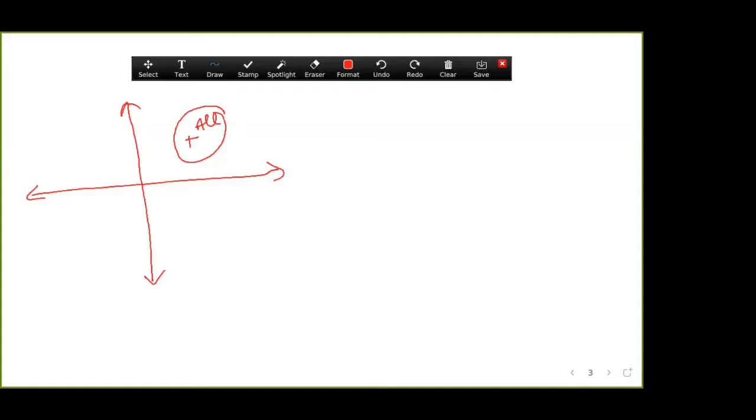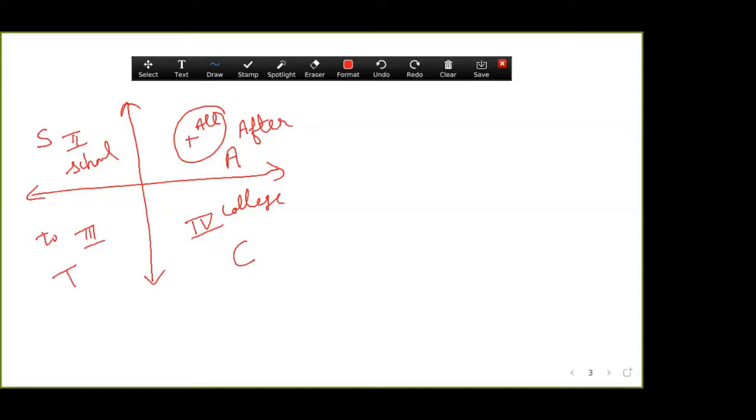But in the second quadrant, what to learn, which trigonometric functions are positive or which are negative in third and fourth also. What do we have to learn? We have to learn one sentence: After school to college. After school to college means what? Take the A of after and S of school and T from to and C from college.